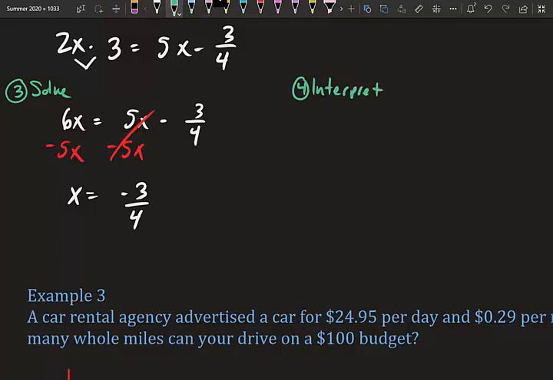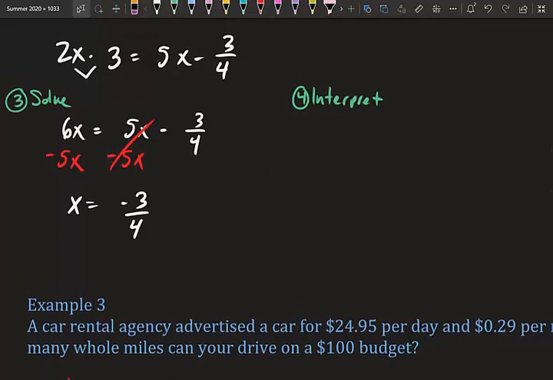To interpret is to make sure that it makes sense, right? These are smaller numbers, 2x, 3, 5x, 3 fourths. So it should make sense that it's a fraction, a smaller number. It's not like it's a million or 75,000, right? Make sure it makes sense.